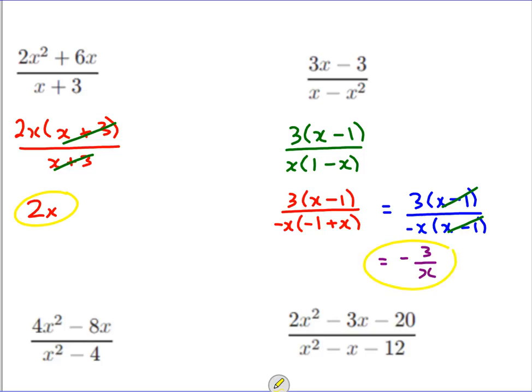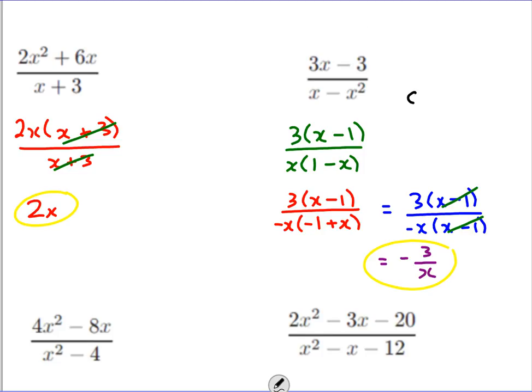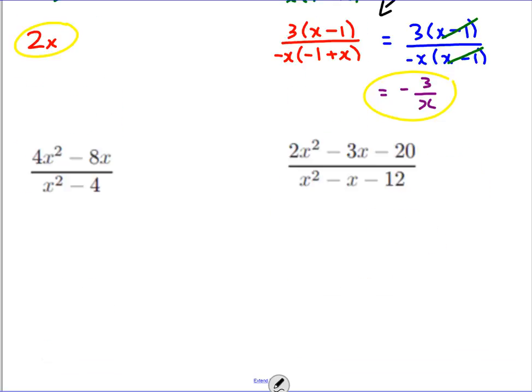So be wary of that, particularly in exercises. Now on our last two. Top. And the bottom quadratic.